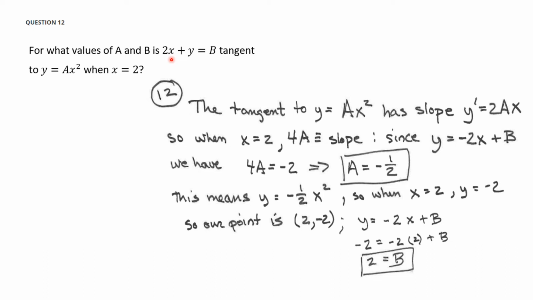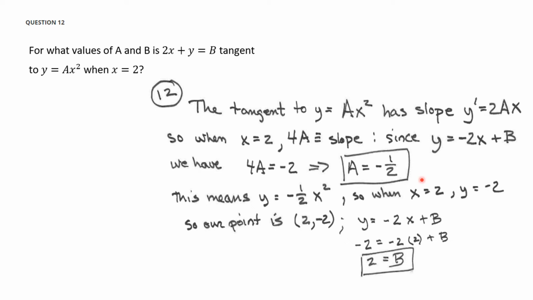So the tangent to y equals ax squared, that's going to have a slope of y prime, and it's going to be 2 capital A x. So when x is equal to 2, the slope of that is going to be, you put 2 in for x, and you get that is 4a. And so since we know that the line that we're looking at, and again here I've rearranged this a little bit, I solved for the y, but y is equal to minus 2x plus b. That means that 4a has to be minus 2, and so a has to be minus 1/2.